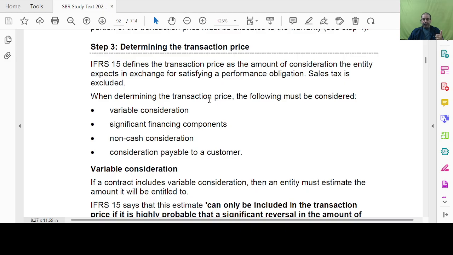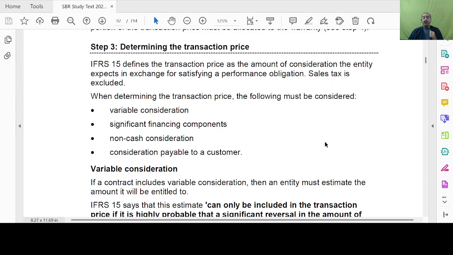Determining the transaction price. IFRS 15 defines the transaction price as the amount of consideration that the entity expects in exchange for satisfying a performance obligation. That means on the sale of goods, how much am I expecting? That particular amount is the consideration on the sale of goods. Right? On providing a service, installation service, what is the amount that I am charging you? That is the transaction price.